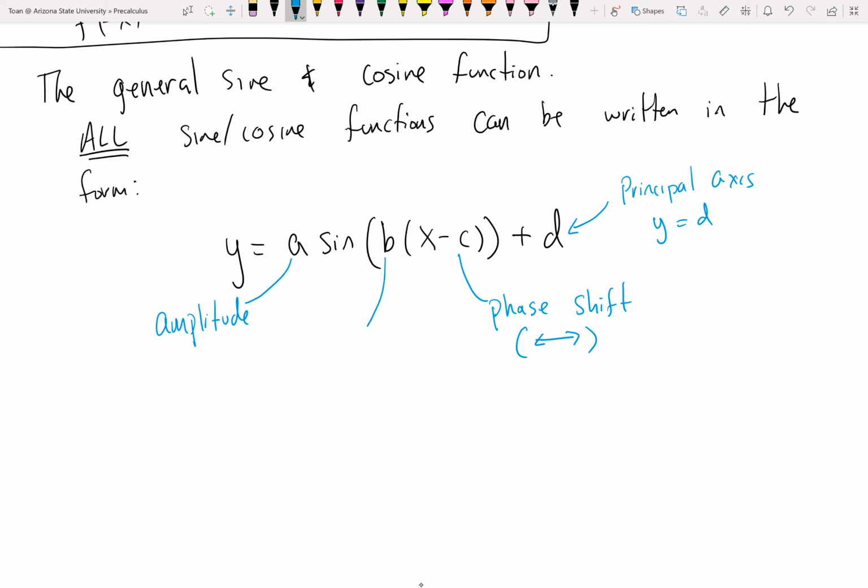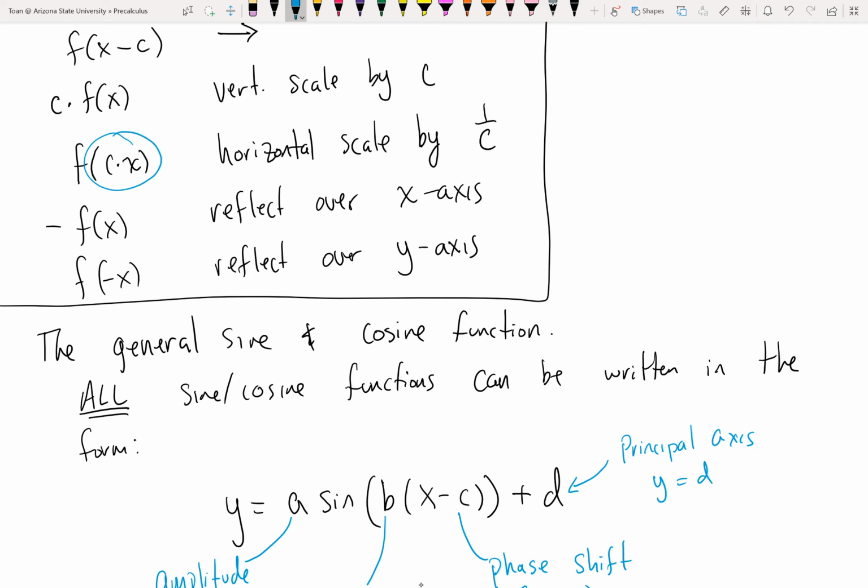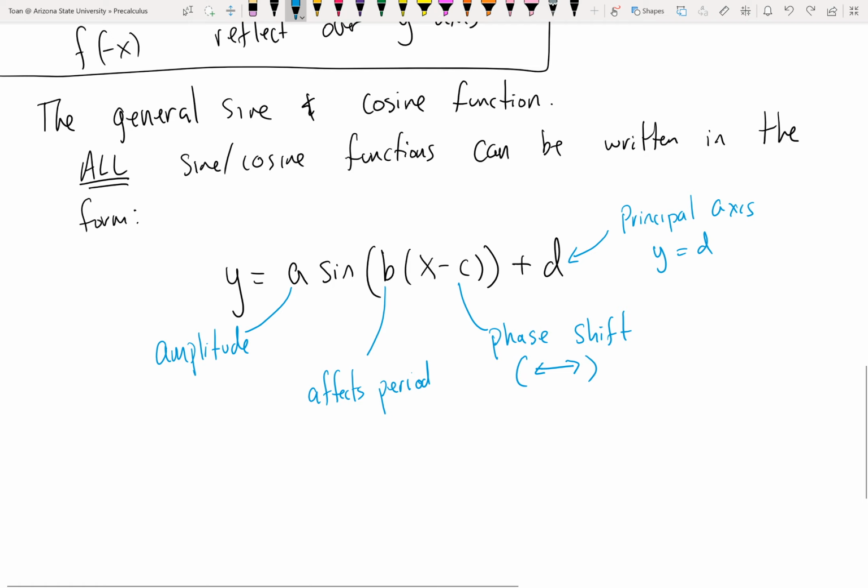Lastly, the more difficult concept, the b here. The b will affect the period. It affects the, quote, time it takes from one full picture to emerge. Now remember how we said that anything that happens to the x is sort of backwards? When you multiply directly to the x, it's actually sort of a reciprocal nature. So the new period of your function will be 2 pi divided by b, divided by whatever you scale it by. Now why is it 2 pi divided by b?